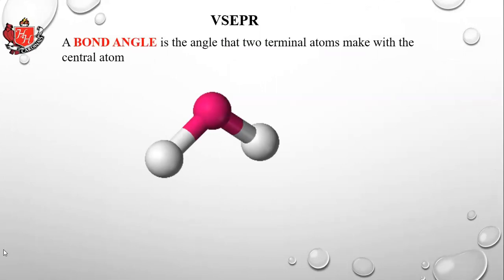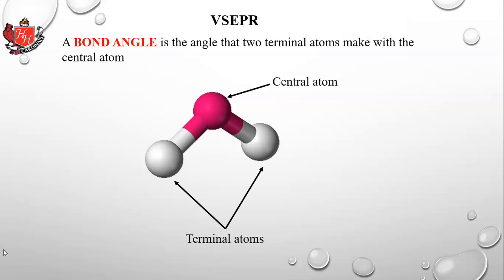A bond angle is the angle that two terminal atoms make with the central atom. Remember, the word terminal means outside. So there's the central atom in pink, and those are terminal atoms. They're on the outside, and that's the bond angle. The configuration is going to determine what that angle is, and you're going to see how we do that. We're going to go through all of the major domains for molecular geometry.